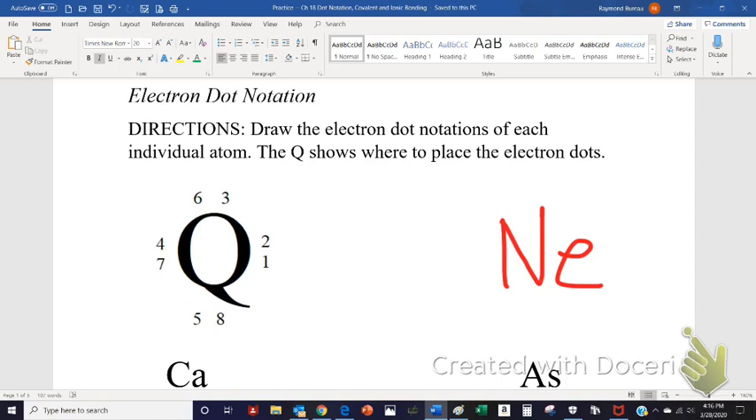And since we're talking about dot notation and all we care about are the valence electrons, that's pretty cool. Neon, argon, krypton, xenon, and radon, all noble gases, are all going to work exactly the same way.